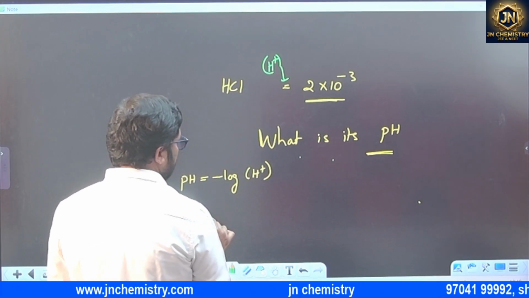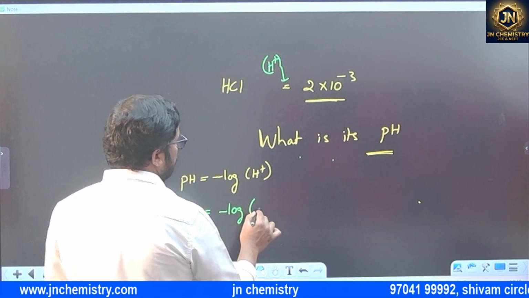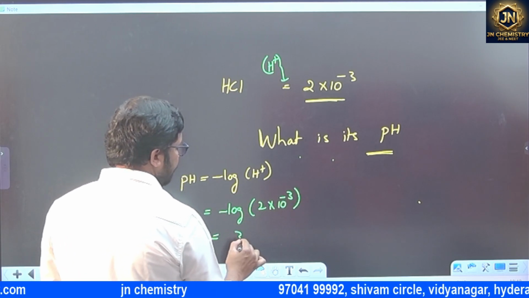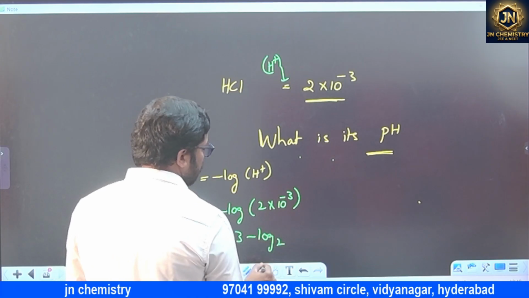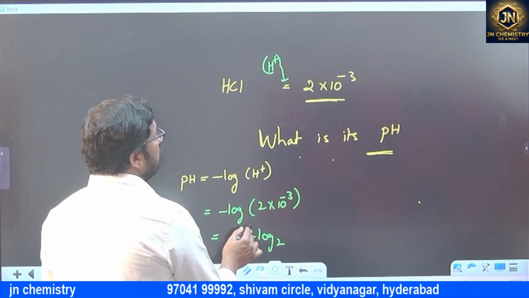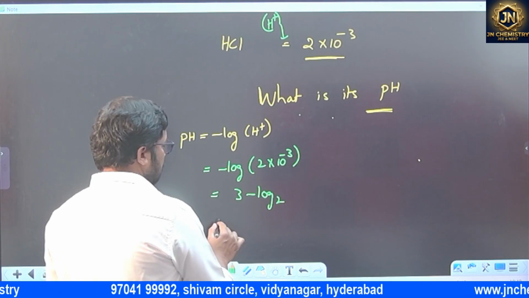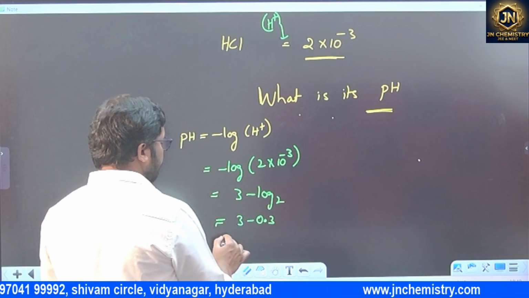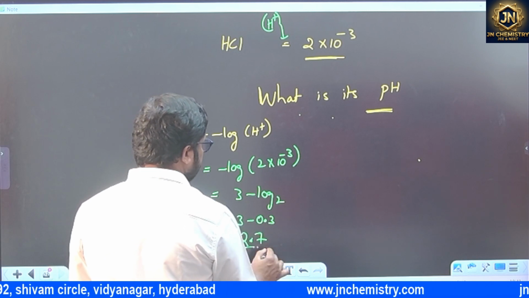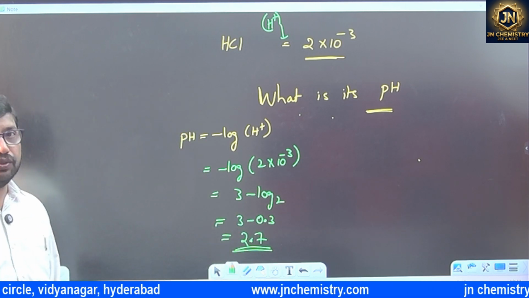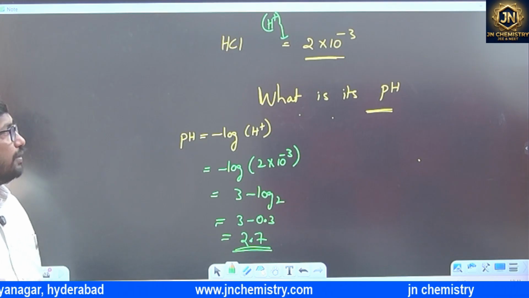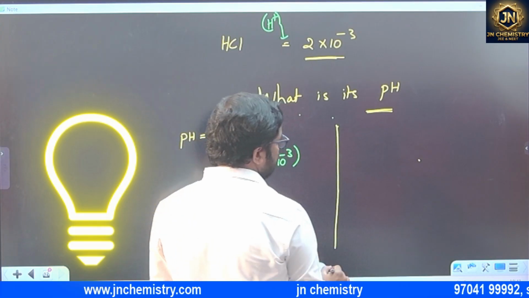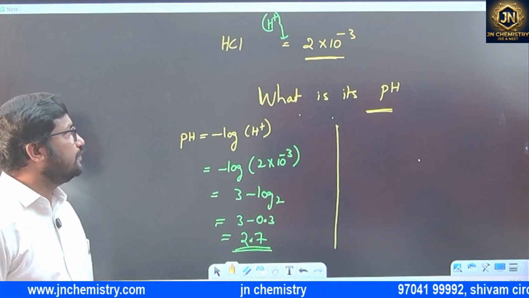So minus log of 2 into 10 to the power of minus 3, that is 3 minus log 2, which is 3 minus 0.3, since log 2 is 0.3. That is 2.7. Everyone will do it this way. This is the proper method. But I'll tell you one more method, an important one, to solve it in an easy mode.